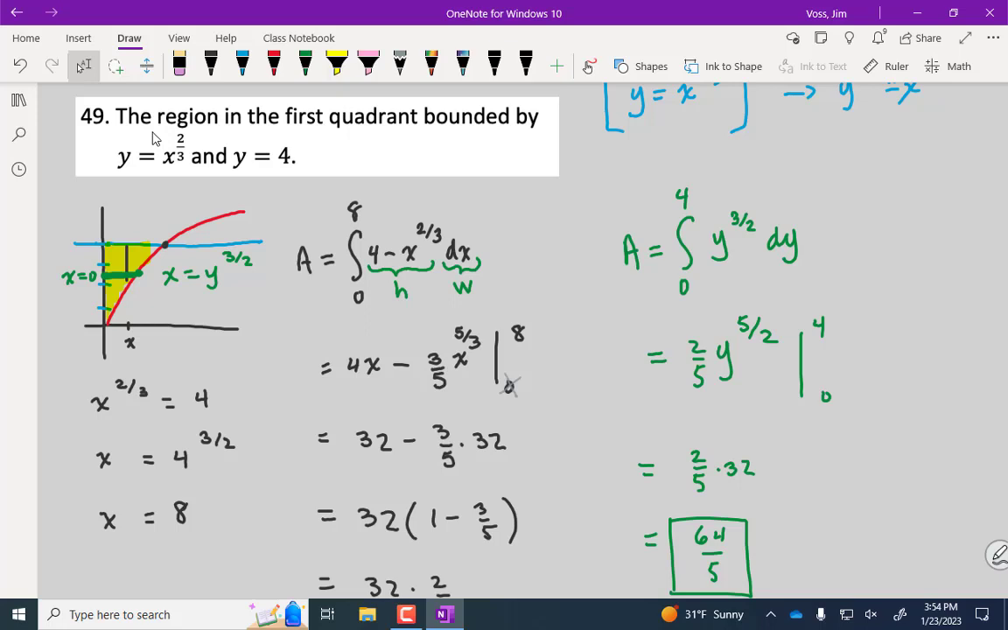Right. This curve on the left is the boundary curve, the function x equals 0. It's the y-axis. This curve is no longer part of the scenario anymore. That comes into play with the limit of integration, from 0 to 4. The x value here is y to the 3 halves.